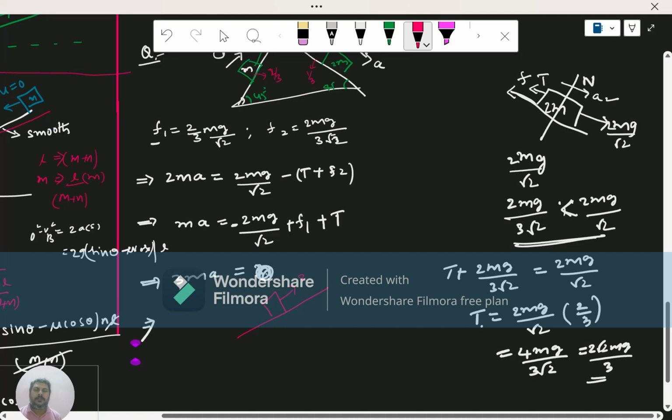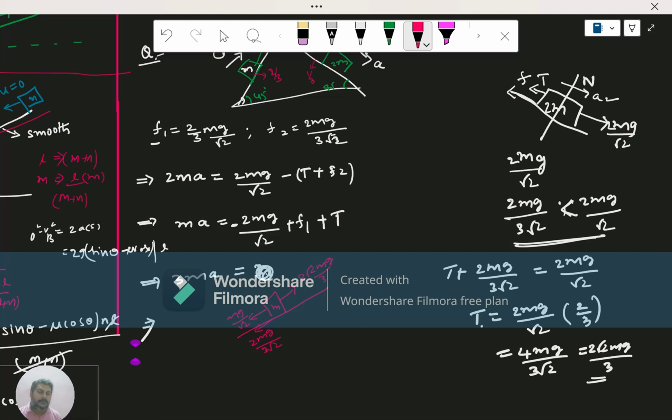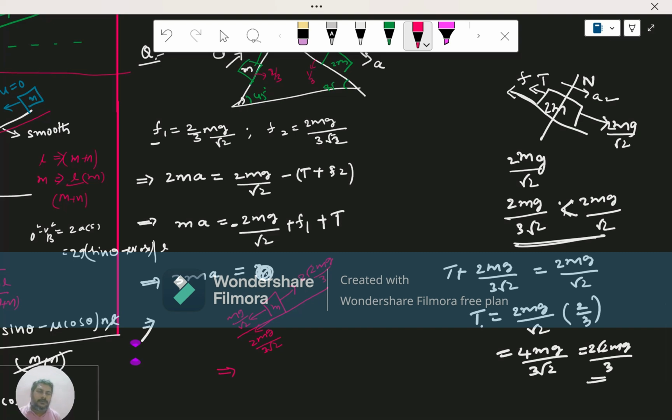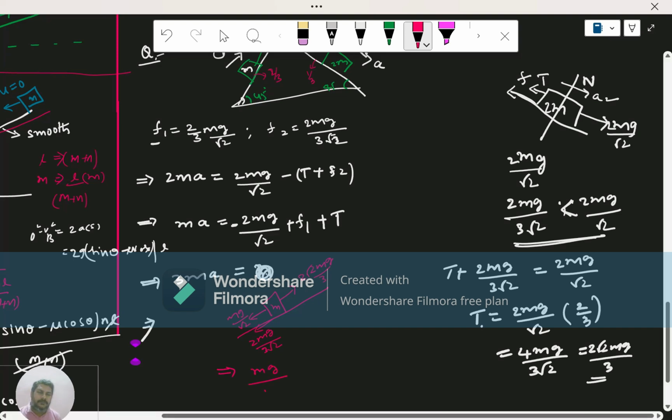So T is equal to 2 root 2 mg by 3, and here mg by root 2. And F is equal to how much will come then? 2 mg by 3 root 2. So if I am adding these two, how much will you get now? T is anyhow more than mg by root 2, so now I am adding, taking mg by root 2 common: 1 plus 2 by 3, that is equal to 5 by 3. And here T is equal to 4 mg by 3 root 2.